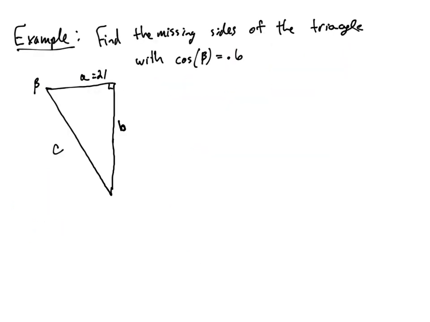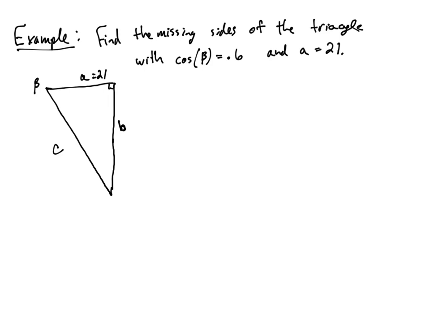All right, this example says to find the missing sides of the triangle with cosine of angle B equal to 0.6 and side A equal to 21. So I just drew the right triangle here with side A equal to 21.